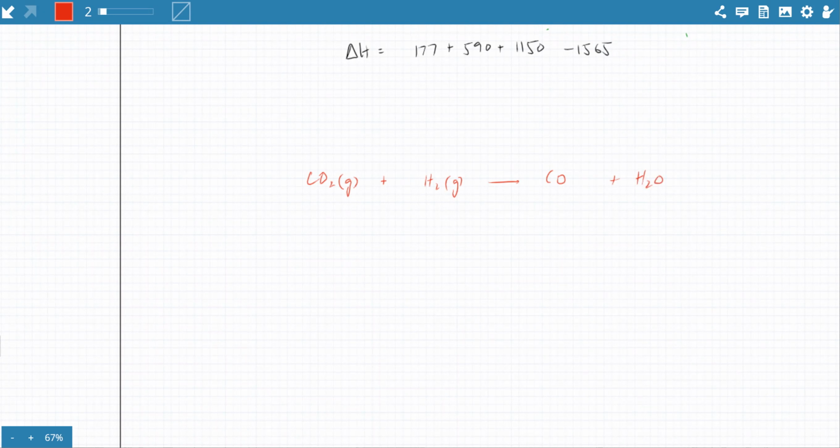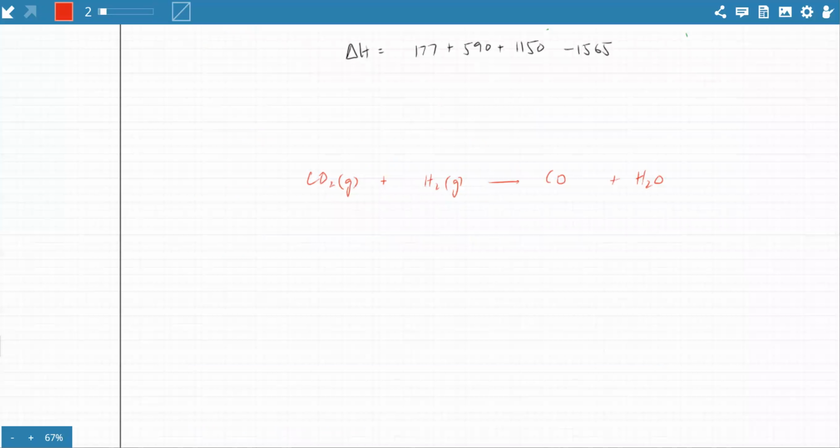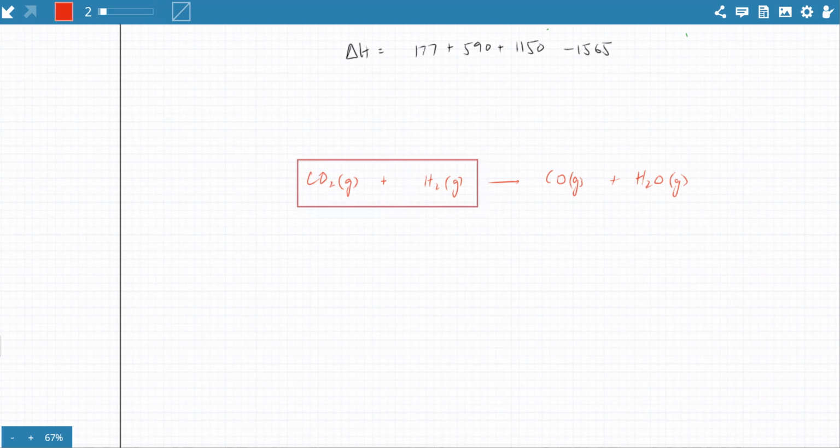Yes, all of them are gases. So I want to start at this point and I want to end at this point.